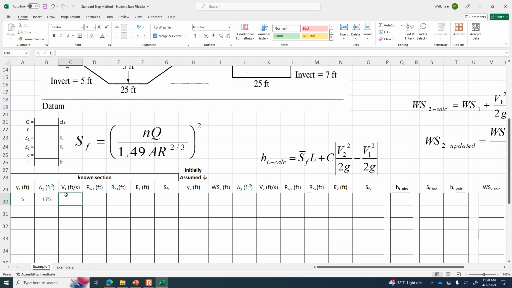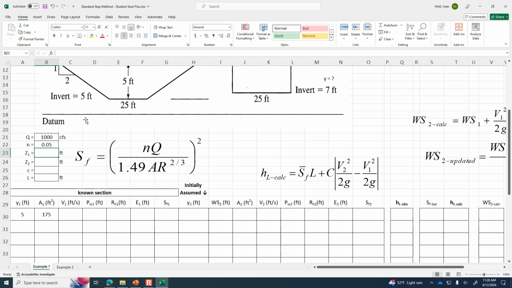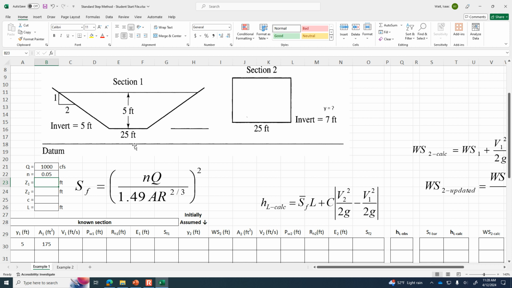Okay, what is the velocity at that first section? By the way, maybe I ought to put some of these details in here as well. The flow rate is 1,000 CFS. The n value is 0.05. Z1, the distance from the datum to the bottom of the channel at location 1, was 5 feet. And then here at section 2, the invert elevation above the datum is 7 feet. The C value, which is a coefficient that talks about energy loss due to the shape transition, the problem statement told us was 0.3. And then the length between these two sections is 1,000 feet.